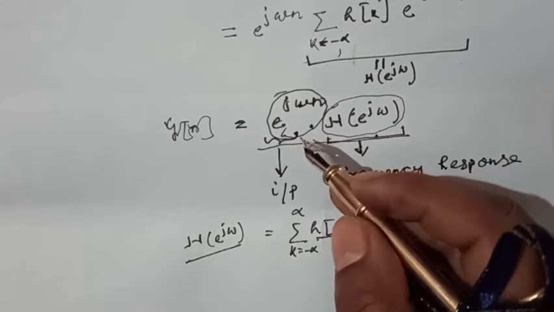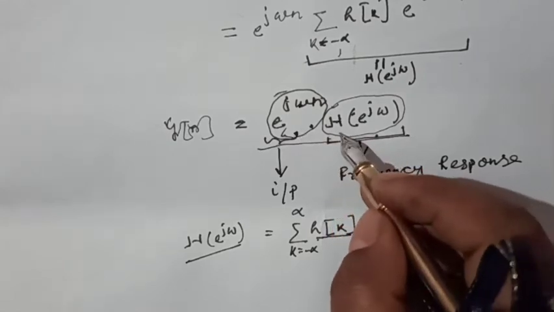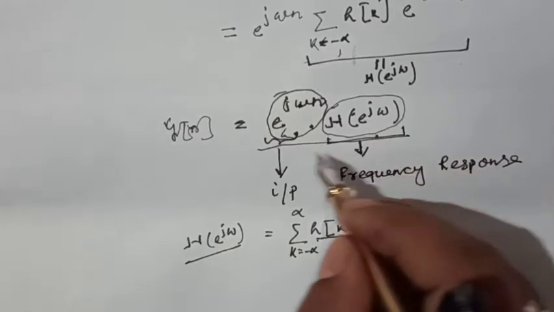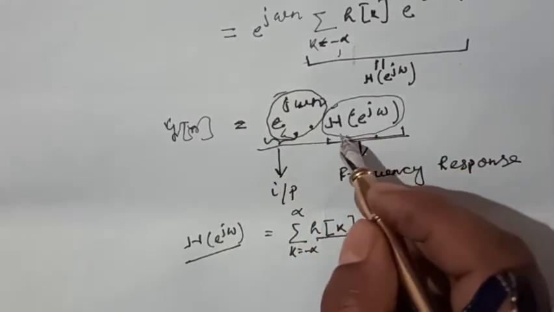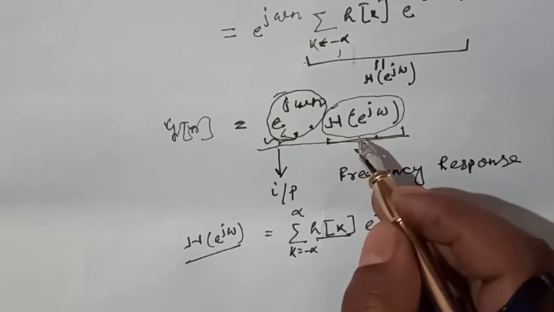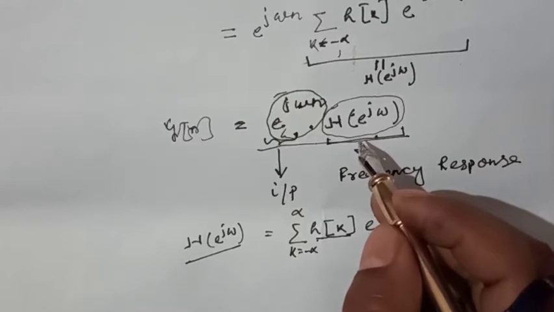of the system. So this quantity H of e to the power j omega is also called the frequency response of the system. Now from this we can find that the frequency response of a discrete time system is nothing but the discrete time Fourier transform of the impulse response of the system.